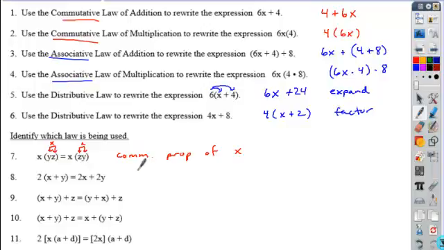Again, anybody in your group can help you if you want. Good. So you're taking this 2 and you're distributing it out to get 2x plus 2y. So that's the distributive property. Okay, and it's not of addition or of multiplication. It's just the distributive property itself. Okay, Liam, what about number 9?